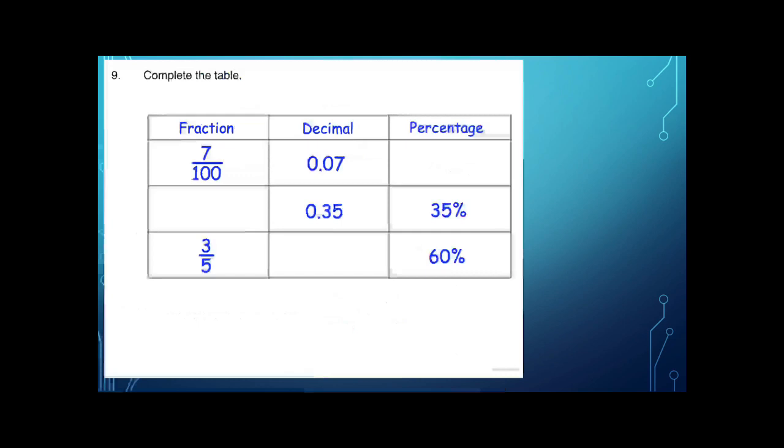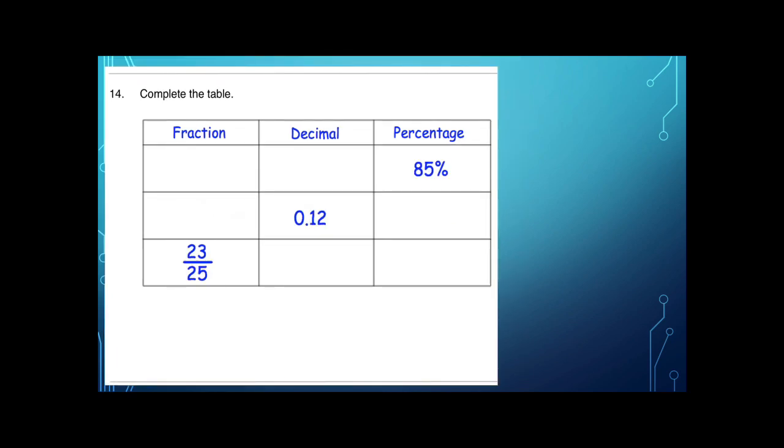Welcome back. 0.07 as a percentage is 7%. This means 35 out of 100, which is 7 out of 20. 3/5 is the same as 6/10, which means the decimal is 0.6. Okay, welcome back from the pause.